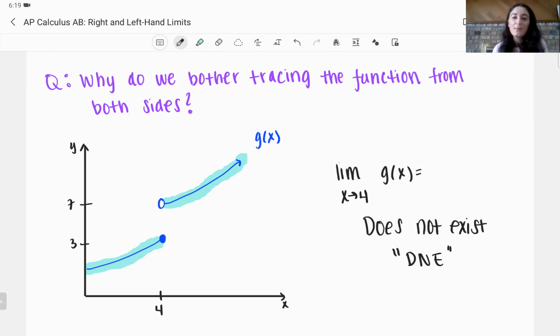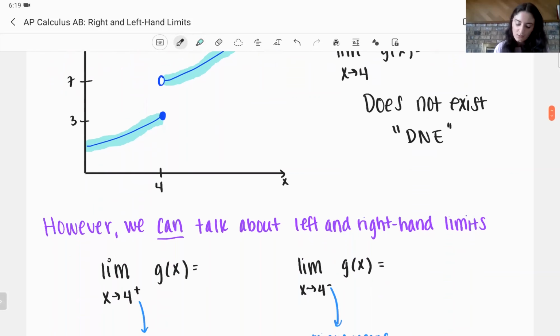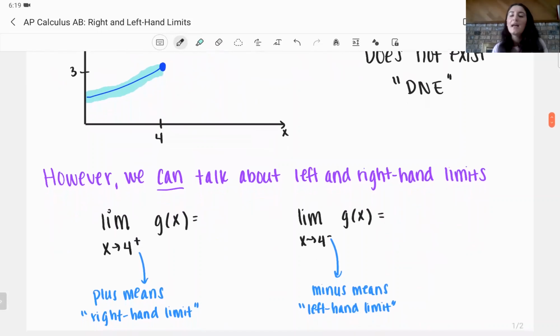But what do we do? Do we just give up and hope we never have to do limits when we have functions like these? We don't have to completely give up, because we can still talk about something called the left and right hand limits. So that's what I'm going to introduce now. The left-hand limit is exactly what we were just talking about. It's if you trace the curve from the left, what do the y values approach? And the right-hand limit is if you trace the curve from the right, what do the y values approach? We actually have special language and notation for this, which I've written here. If you put a plus next to the x value you're approaching, that means we're talking about a right-hand limit specifically.